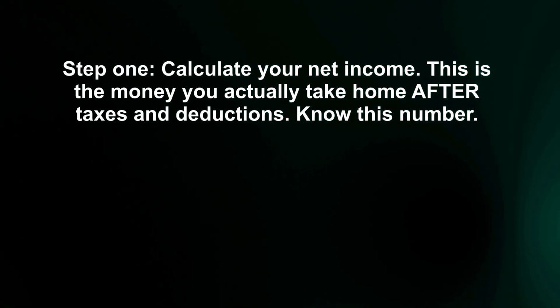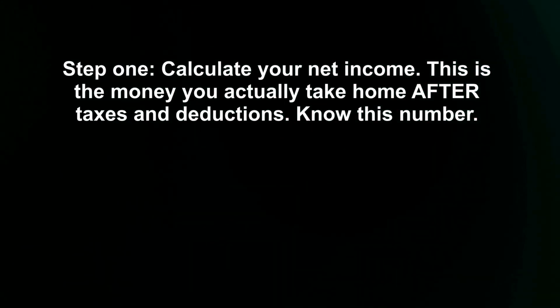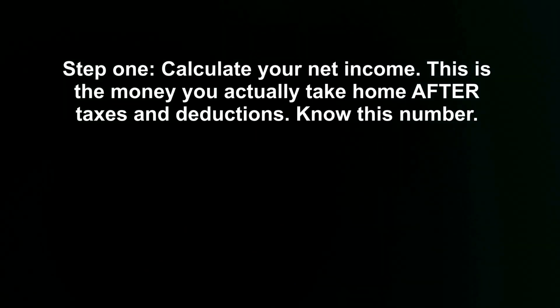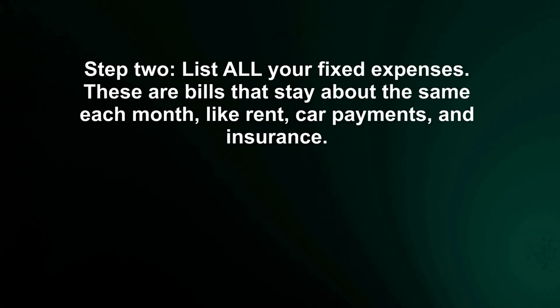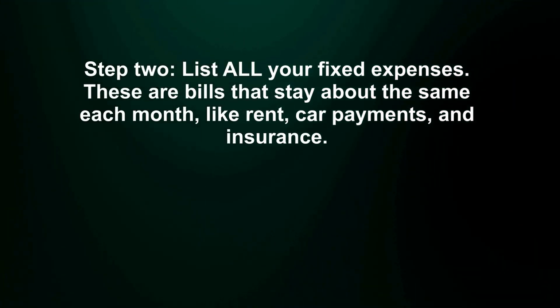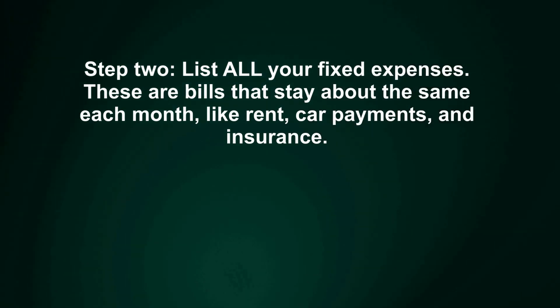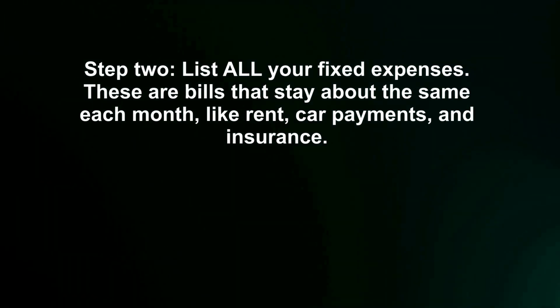Step 1. Calculate your net income. This is the money you actually take home after taxes and deductions. Know this number. Step 2. List all your fixed expenses. These are bills that stay about the same each month, like rent, car payments, and insurance.